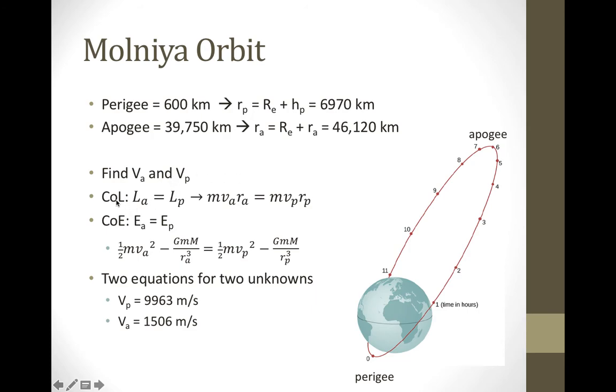So we can say we have the conservation of angular momentum, which means the angular momentum at the apogee and the perigee must be equal. Notice the mass of the satellite will cancel out again, so we'll have the two velocities and the radii right here. Remember, the radius includes the radius of the Earth plus its altitude. We can also use the conservation of energy at the two points, 1/2 mv squared minus GMm over r squared, not r cubed. That's a typo.